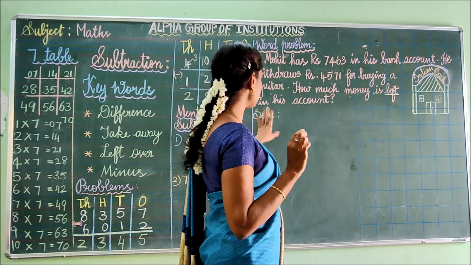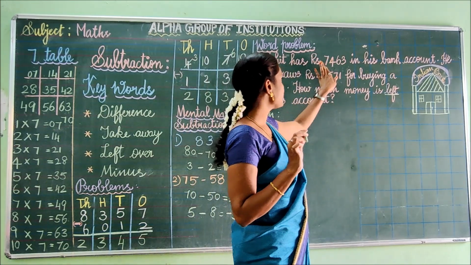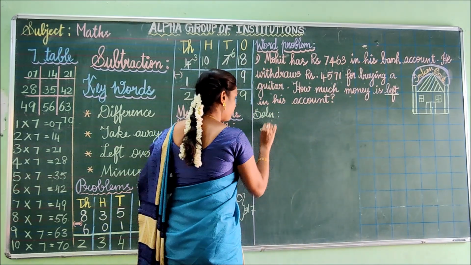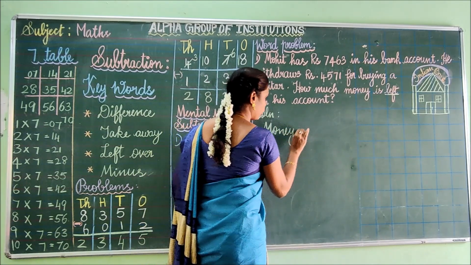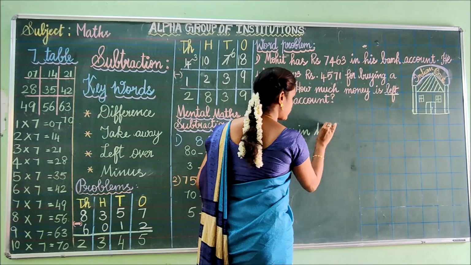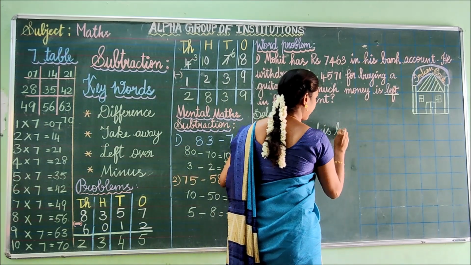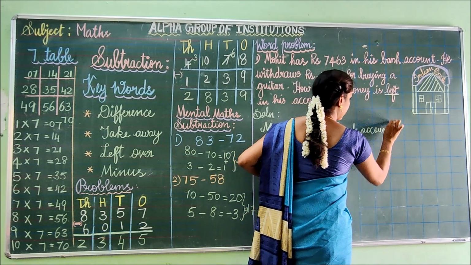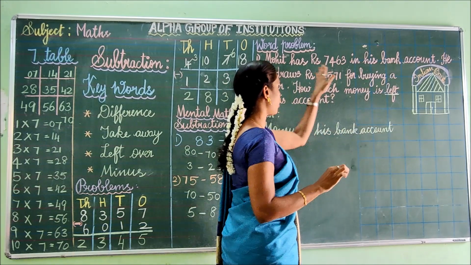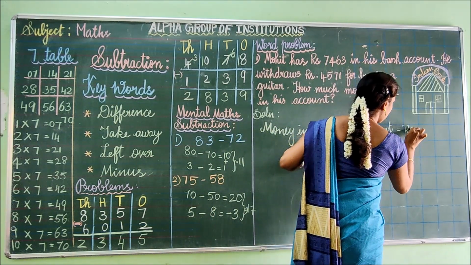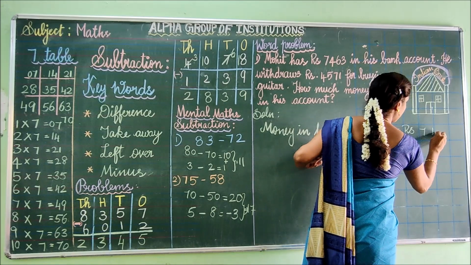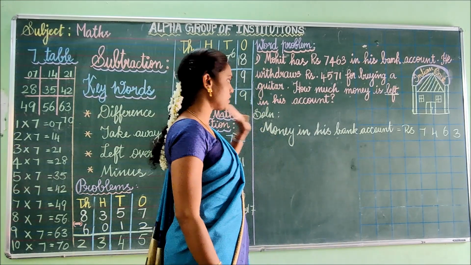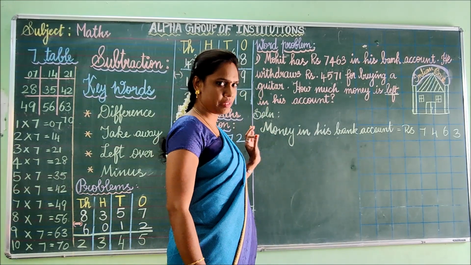See here, what is the first statement? Mohit has rupees 7,463 in his bank account. I am writing: money in his bank account. The spelling of bank account is in the question itself, right? So money in his bank account. How much money? Rupees 7,463. Okay, fine children. This is the first statement over.